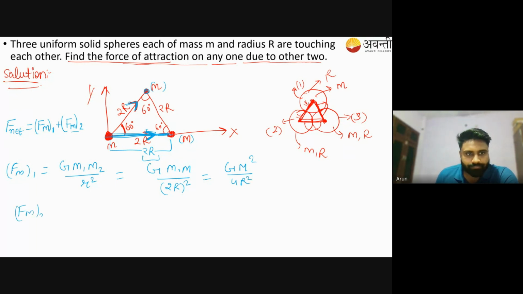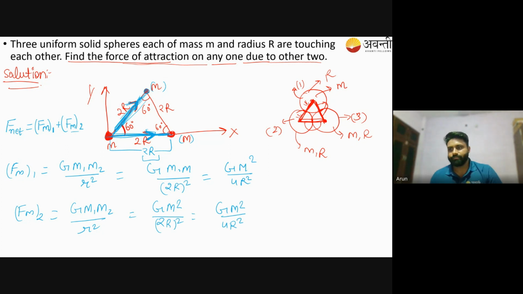What is Fm2? It is also given by G m1 m2 by r square. What is the value of m1 and m2? m1 is small m and m2 is also small m. So it will become m square divided by the distance between them, the line joining the centers, which is 2r, so 2r square. So we have G m square by 4r square.